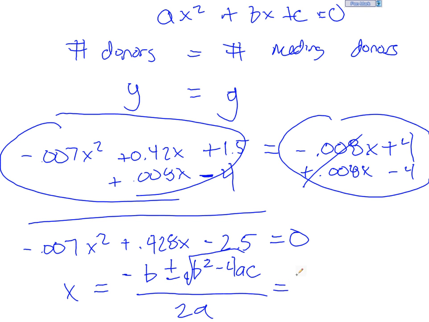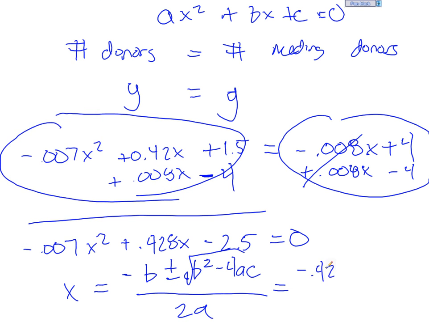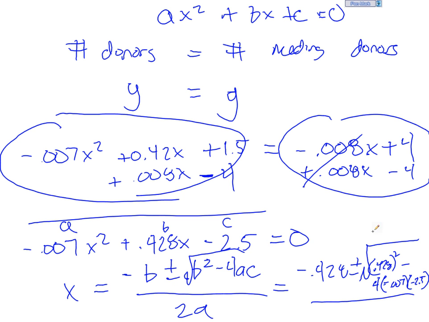And I can put in my values of the quadratic form. So that would be negative 0.428. So there's my b, my a, and my c, plus or minus the square root of 0.428 squared minus, I'm going to let this run down a little bit, 4 times negative 0.007 times negative 2.5. All of that over twice the value of a, which is 2 times negative 0.007.